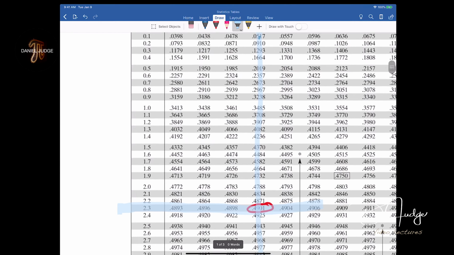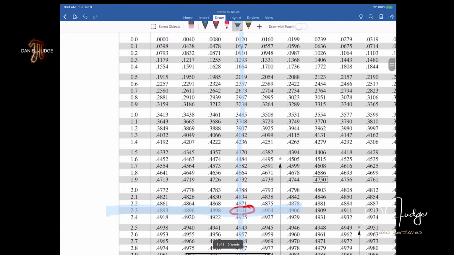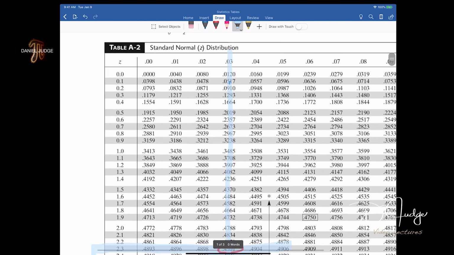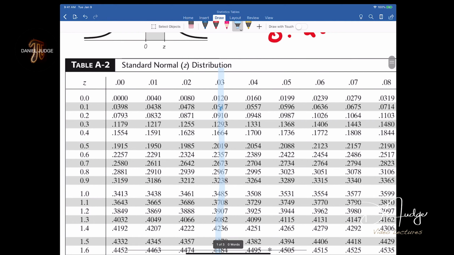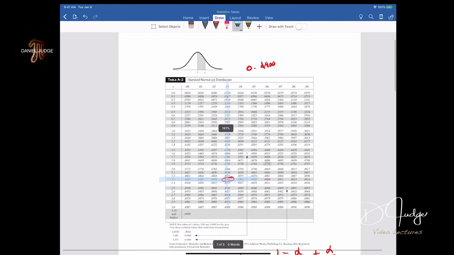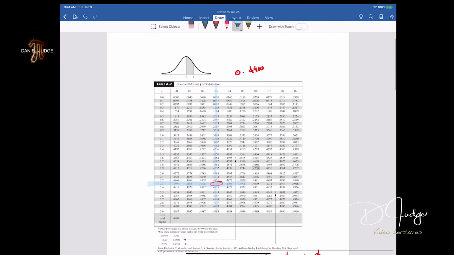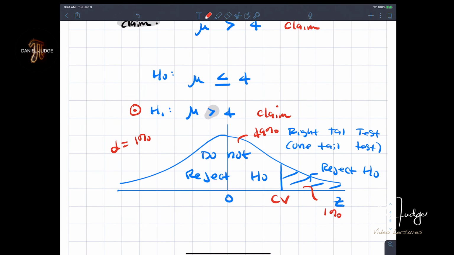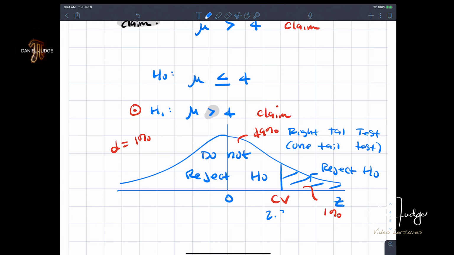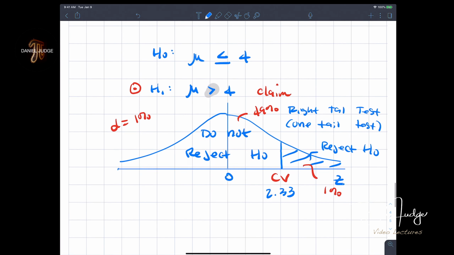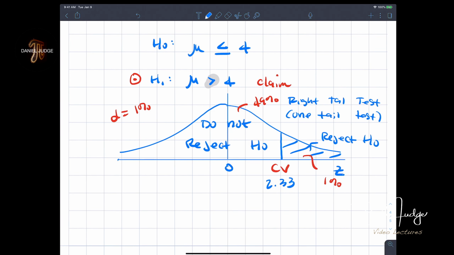49.01, don't forget, row 2.3, column 03. 2.33 altogether. 2.33. All right, now. This is my critical value.